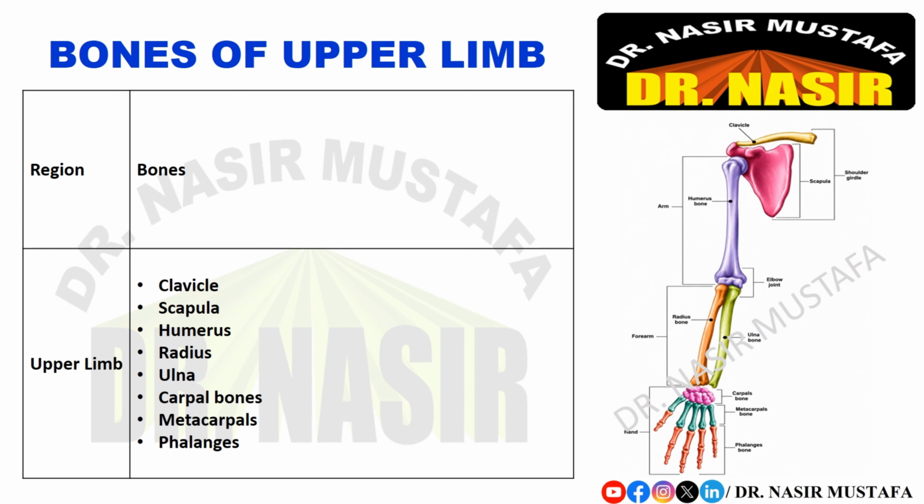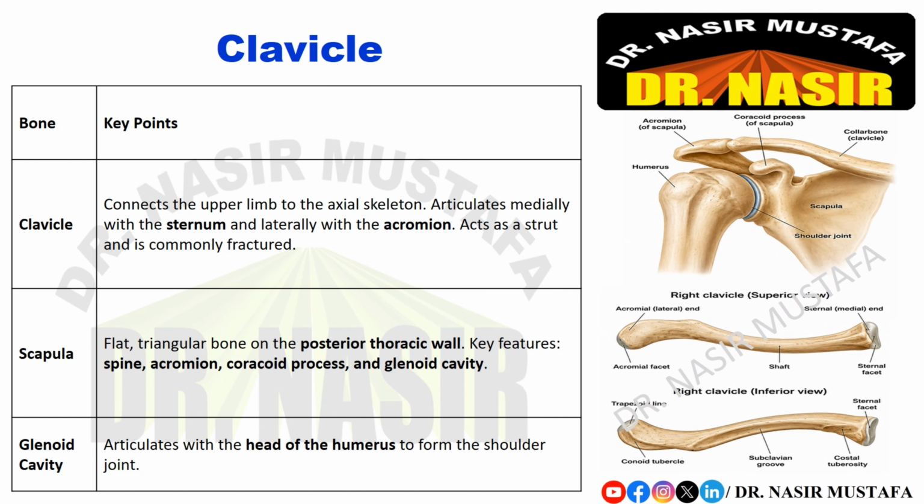7. Upper limb bones. Let us examine the bones of the upper limb from proximal to distal. The upper limb includes the clavicle, scapula, humerus, radius, ulna, carpal bones, metacarpals, and phalanges. Clavicle. The clavicle or collarbone connects the upper limb to the axial skeleton. It articulates medially with the sternum and laterally with the acromion of the scapula. The clavicle functions as a strut, helping maintain the shoulder laterally away from the thorax. It is also one of the most commonly fractured bones in the body.